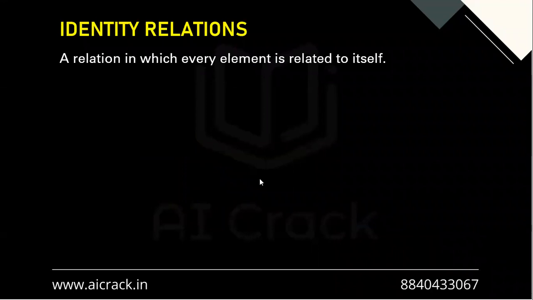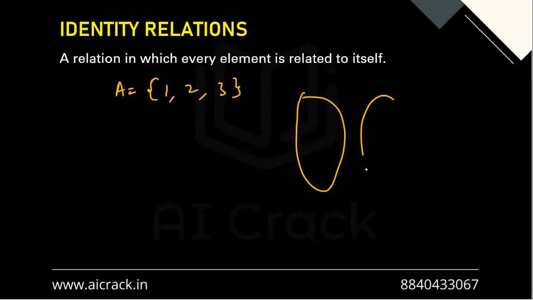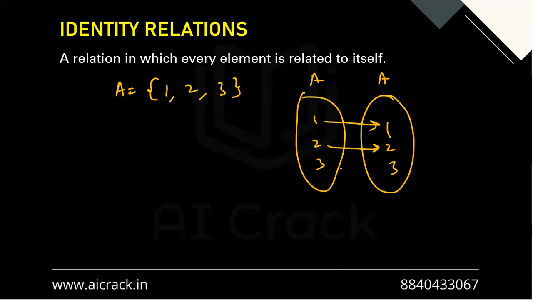Now let's talk about identity relations. Identity relations are nothing but those relations where each element is related to itself. So let's say we have set A equals 1, 2, 3. So identity relation will be: this is A, this is A, 1, 2, 3 and 1, 2, 3. So 1 is related to 1, 2 is related to 2, 3 is related to 3. So this is the identity relation.